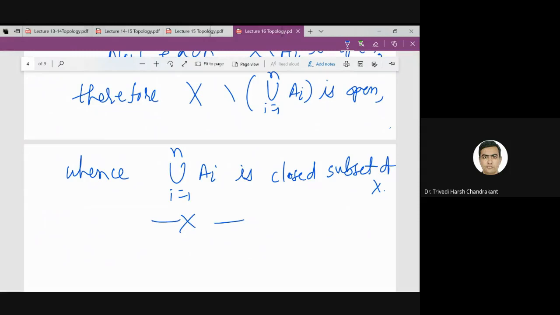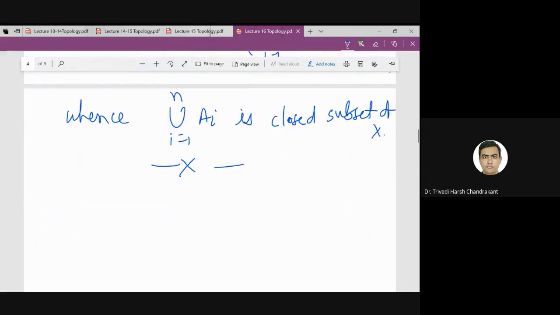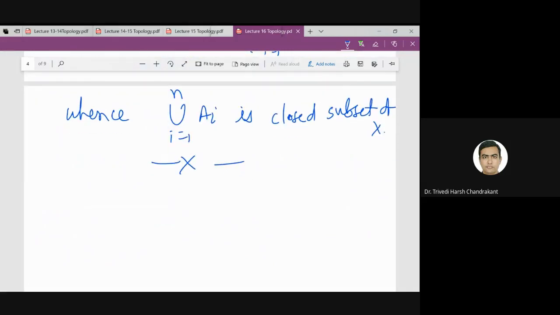Okay, so now let me go back to the lower limit topology. So what is the lower limit topology?